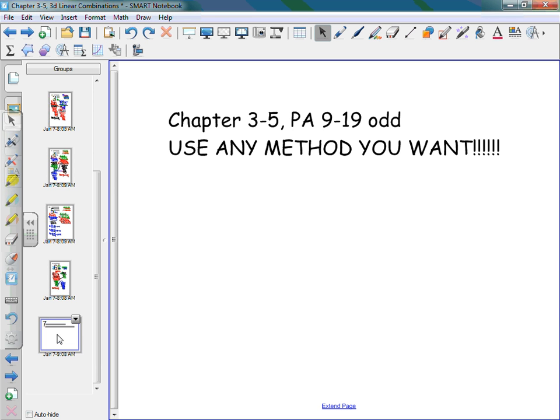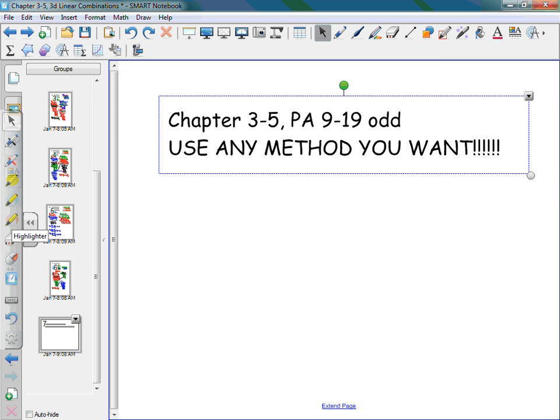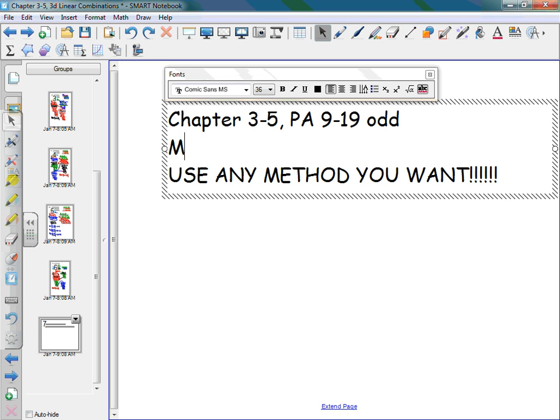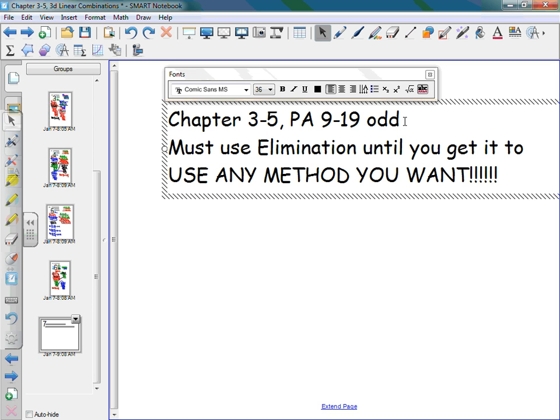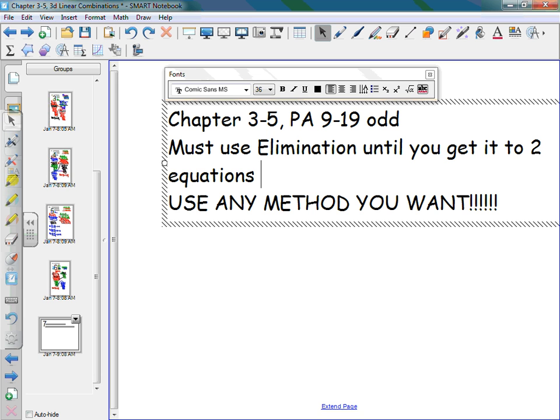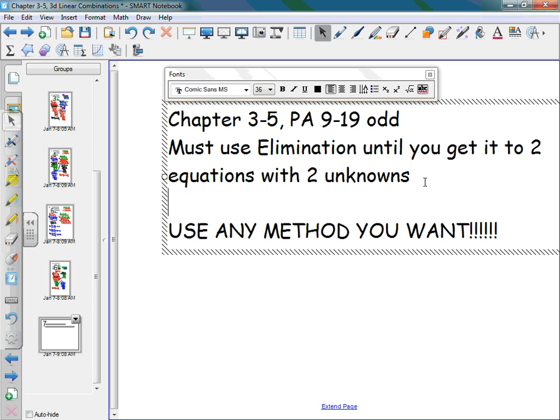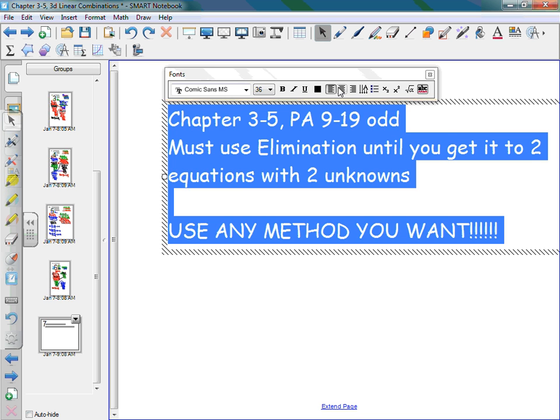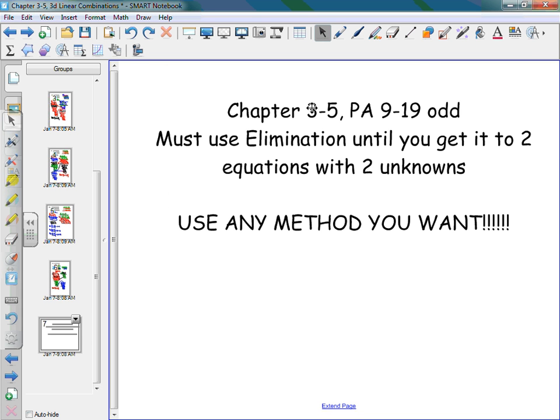But once you get it down to 2 equations with 2 unknowns, then you may use any method that you want. So just to elaborate on this, you must use elimination until you get it to 2 equations with 2 unknowns. After that, you can use whatever you want. Okay? Any questions on what I just said?